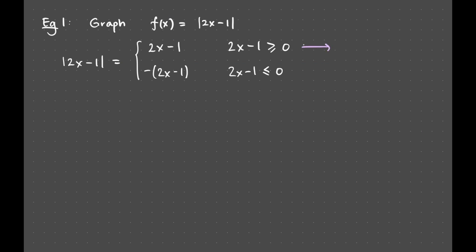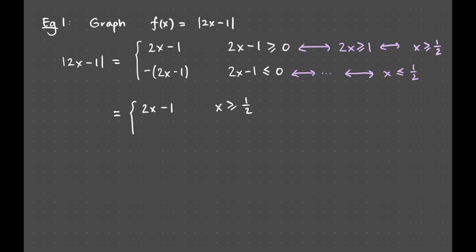By rearranging the inequality 2x minus 1 is greater than or equal to 0, we find that it's equivalent to the inequality x is greater than or equal to 1/2. This means that the region where 2x minus 1 is positive is just the region where x is greater than or equal to 1/2. In a similar way, we can find that the region where 2x minus 1 is negative is equivalent to the region where x is smaller than 1/2. What we've obtained then is an equivalent piecewise description of our function, as being equal to 2x minus 1 when x is larger than 1/2, and 1 minus 2x when x is smaller than 1/2.